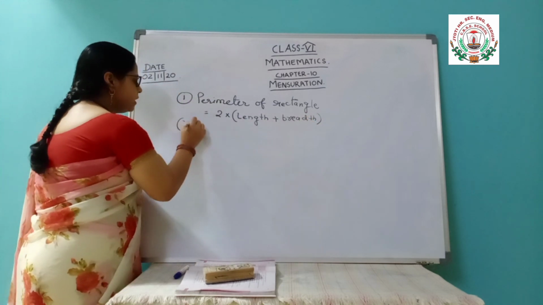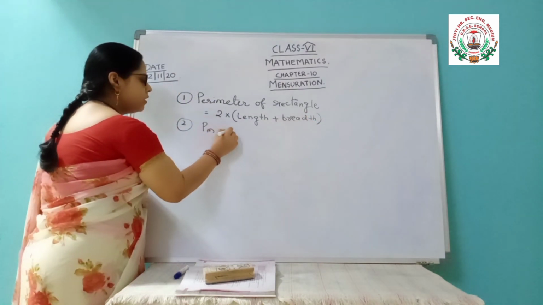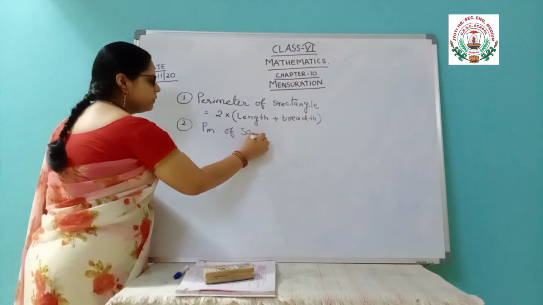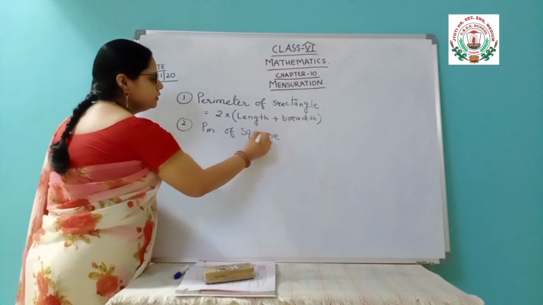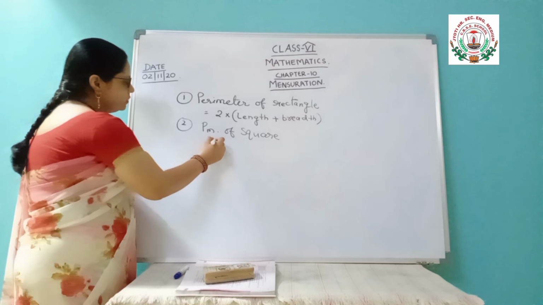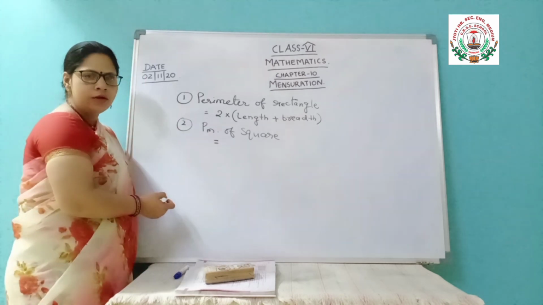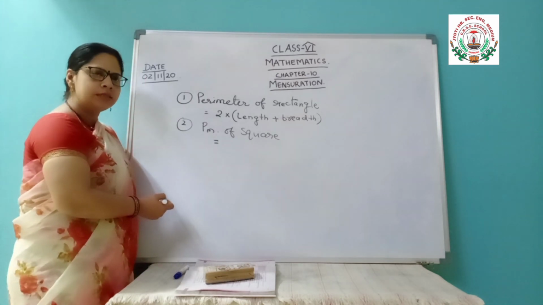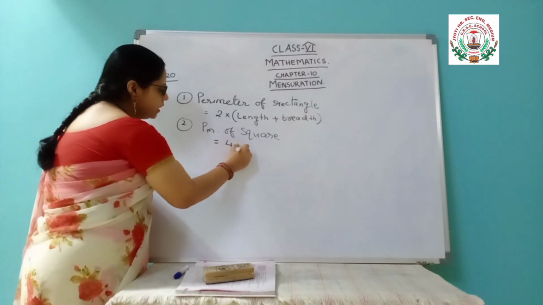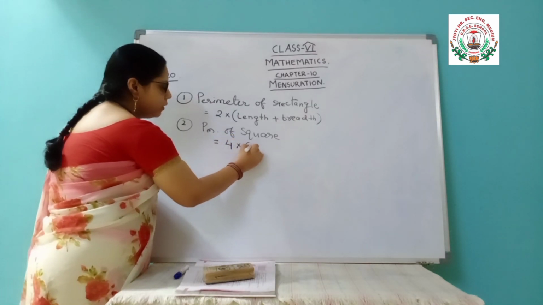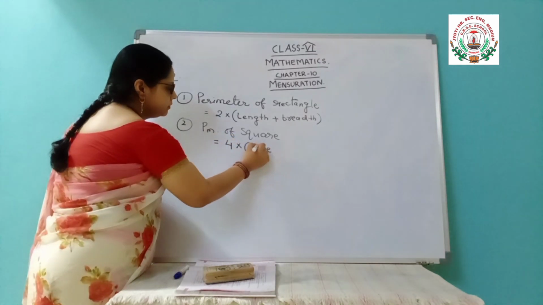Then the second formula you have to learn is the perimeter of a square. Square, what is the condition? That all sides are equal. So how many sides are there in a square? 4 sides are there and all the sides are equal. So 4 into the length of the side, or you can just write side.